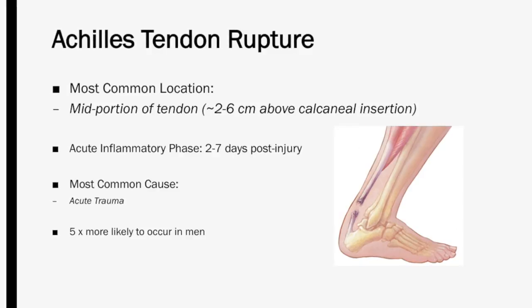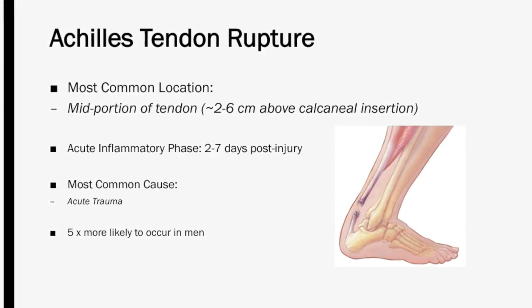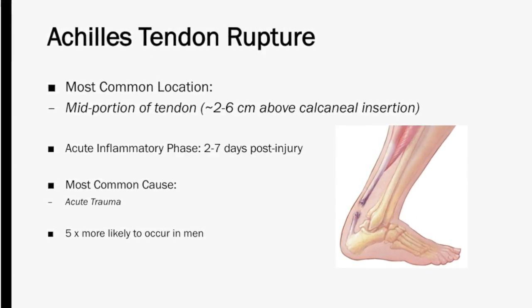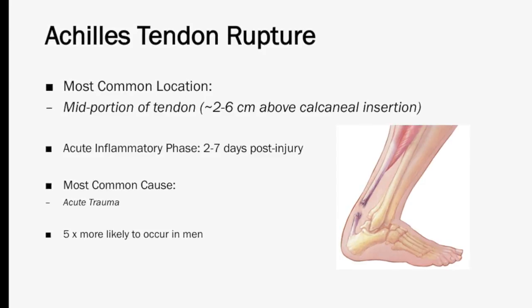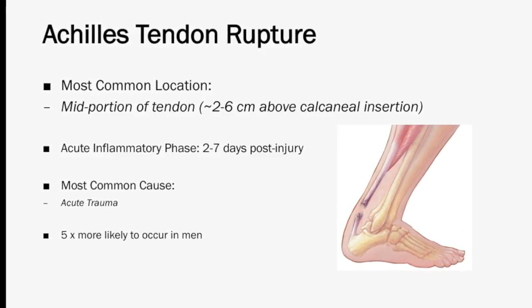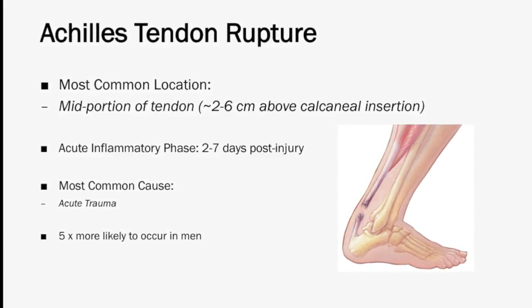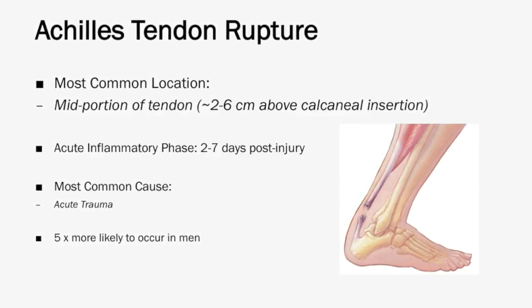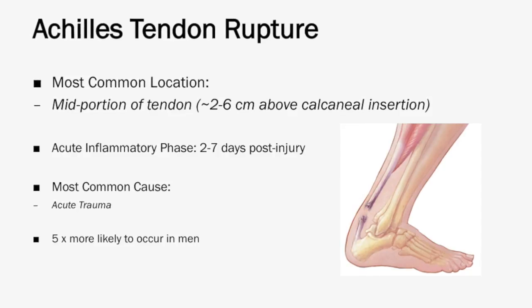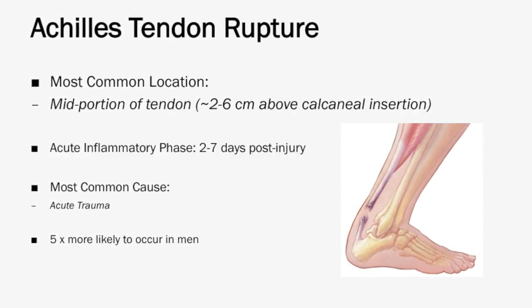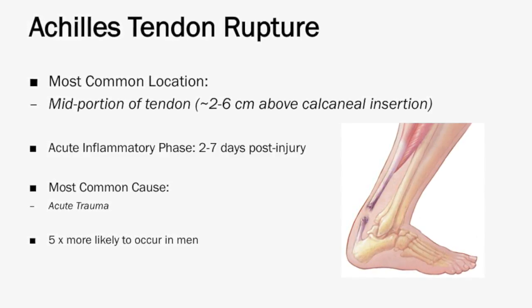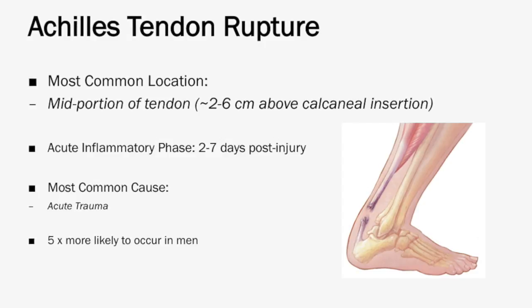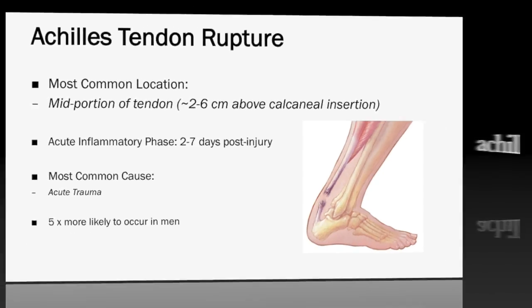The most common location for a partial or complete Achilles tendon rupture is in the mid portion of the tendon, approximately 2 to 6 centimeters from the calcaneal insertion, which is a darn good tidbit to remember. The acute inflammatory phase is thought to last 2 to 7 days after injury. Ruptures are usually caused by acute trauma that suddenly increase stress on the tendon and are unfortunately 5 times more common in men than women.